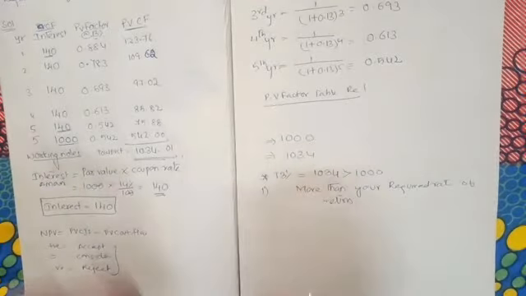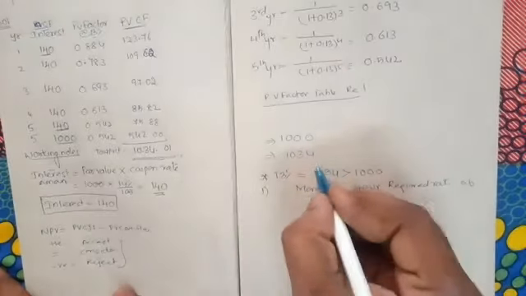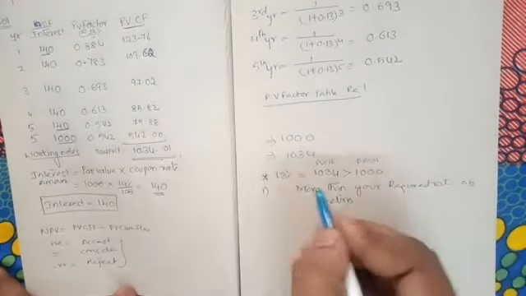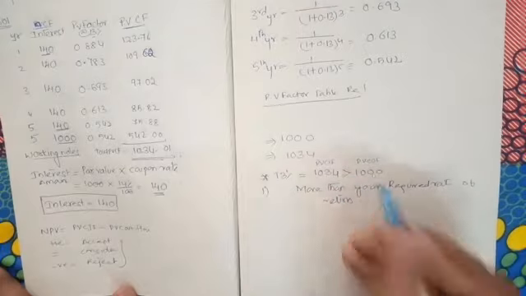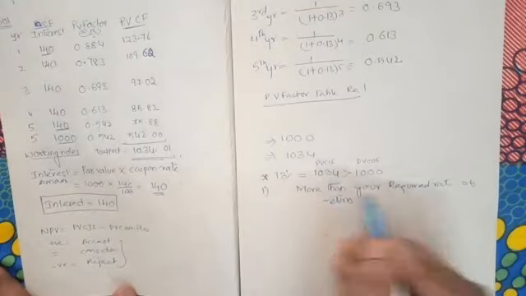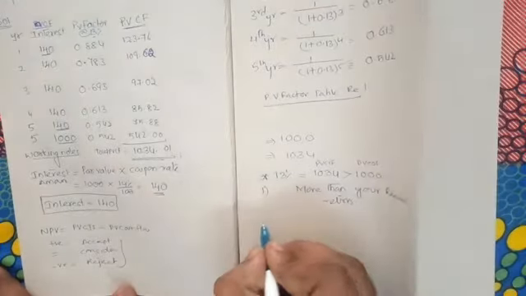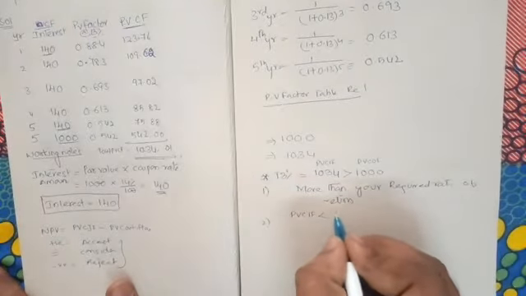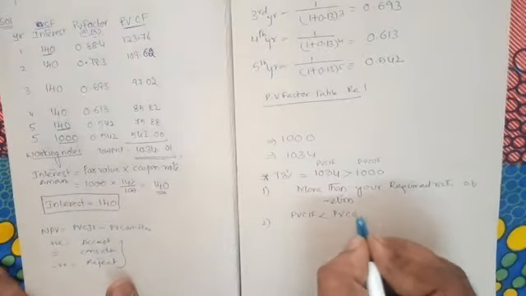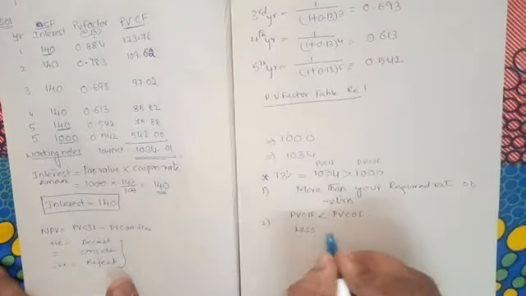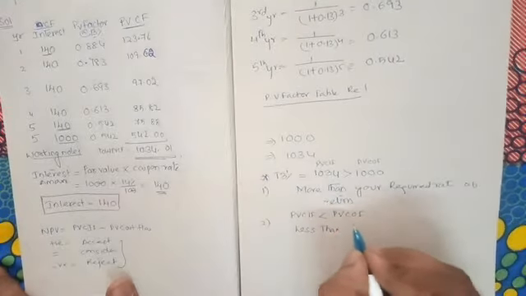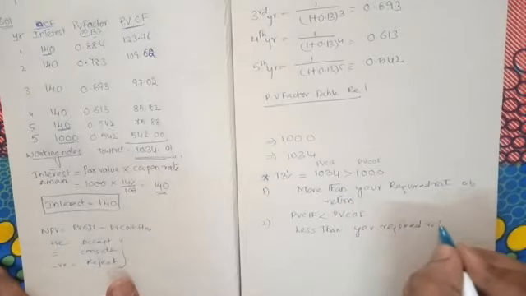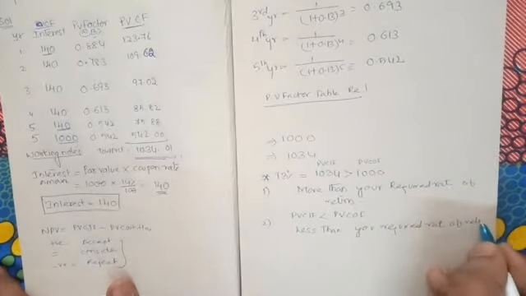You got my point? Because your cash inflows, PVCIF, is more than PVCOF. Okay, if cash inflows are more than outflows, then you're earning more than your required rate of return. If your cash inflows are lesser than cash outflows, then it means that you're getting lesser than your required rate of return.